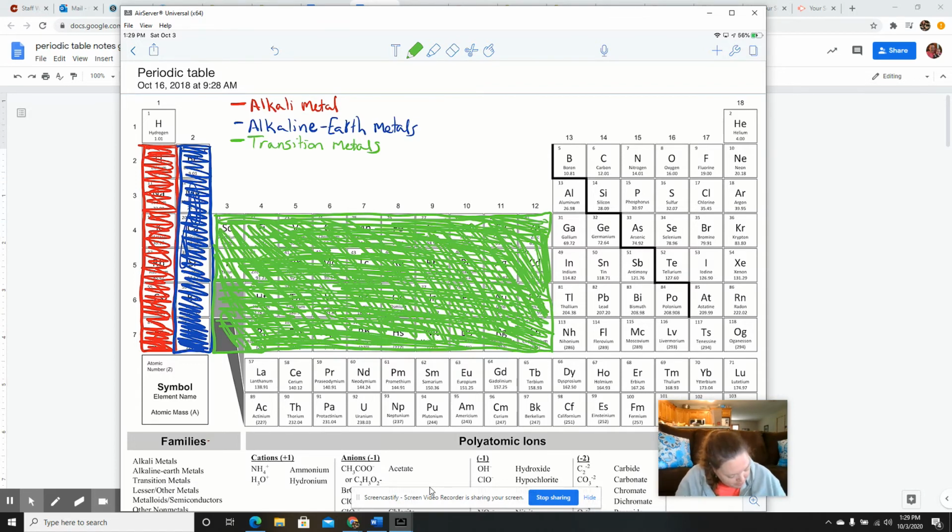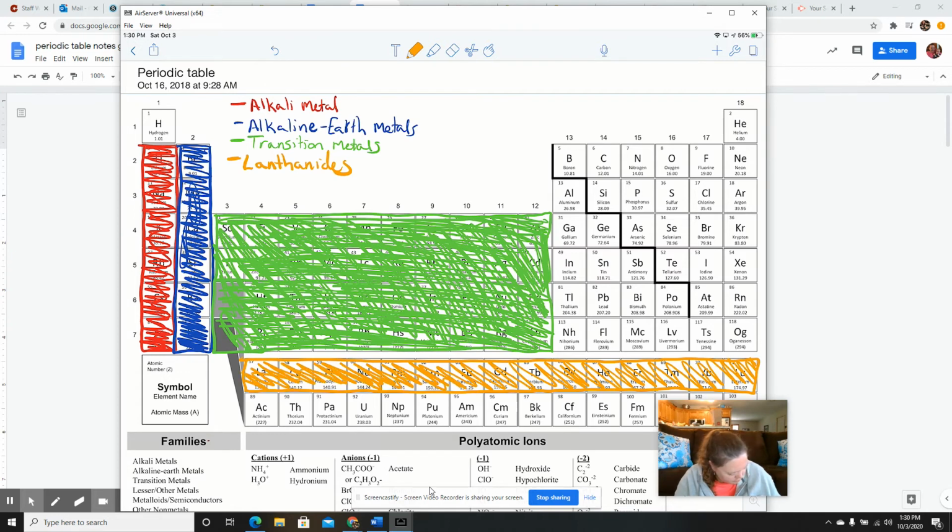So let's give them their name, and I'll give this in orange. So here we go. Let's do the lanthanides, okay? And the lanthanides are the top row down here. Color that orange. Okay.